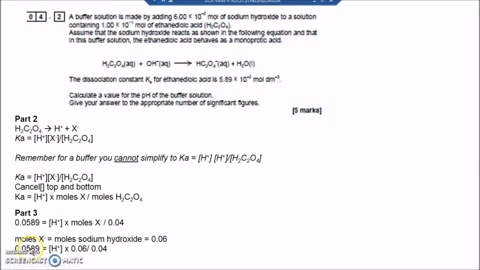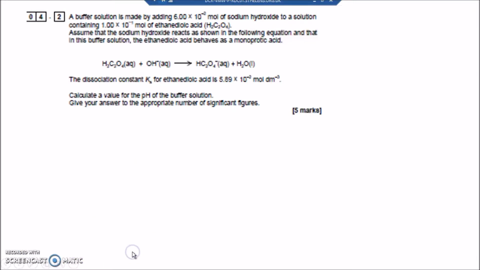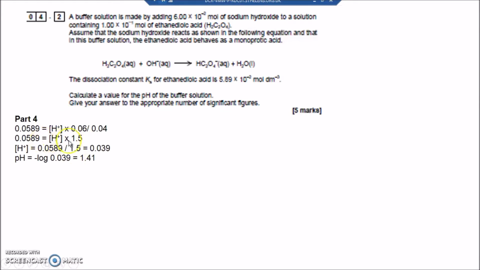Now you've got that: 0.0589 equals [H+] multiplied by 0.06 divided by 0.04. I would do that bit first, work out that it equals 1.5, and multiply 0.0589 by 1.5. And you get the concentration of H+ equals 0.039. The last part of this section is that pH equals minus log to the base 10 of the hydrogen ion concentration, so it equals minus log to the base 10 of 0.039, which is 1.41, which seems like a reasonable pH for an acid.